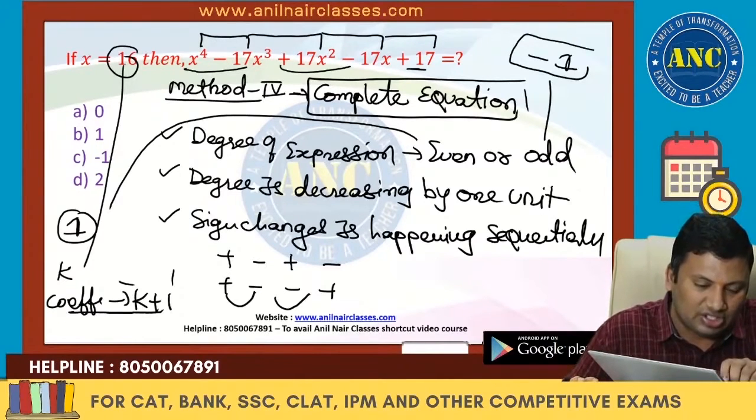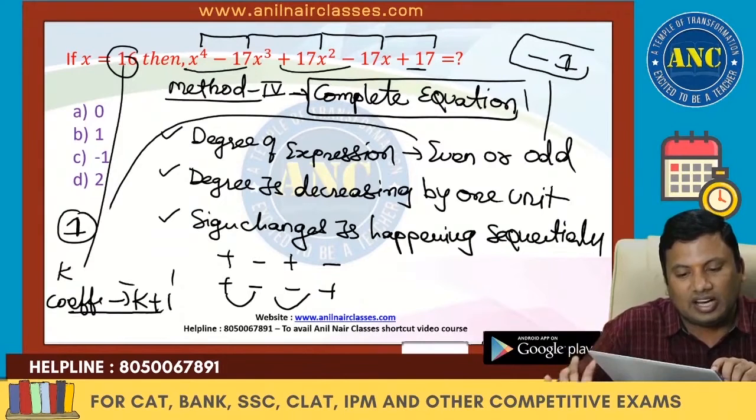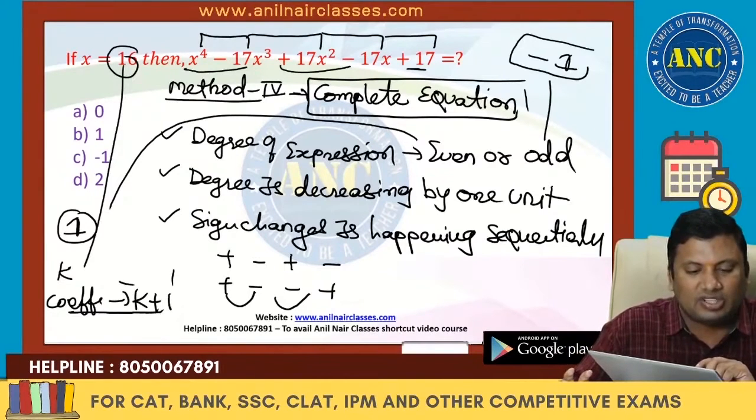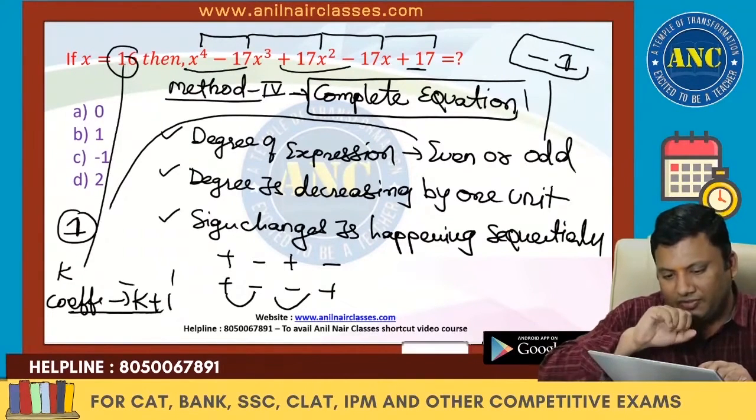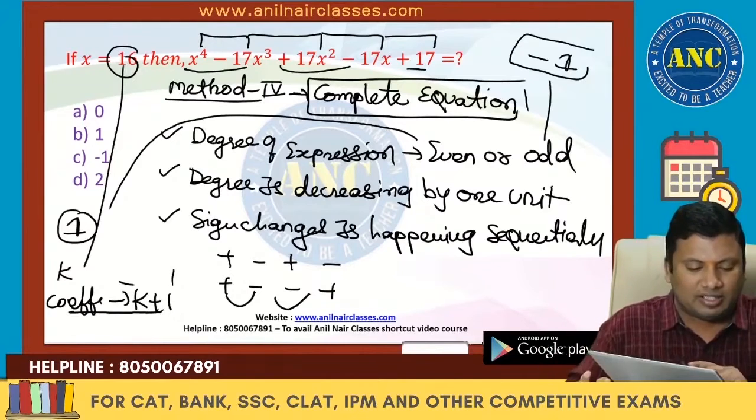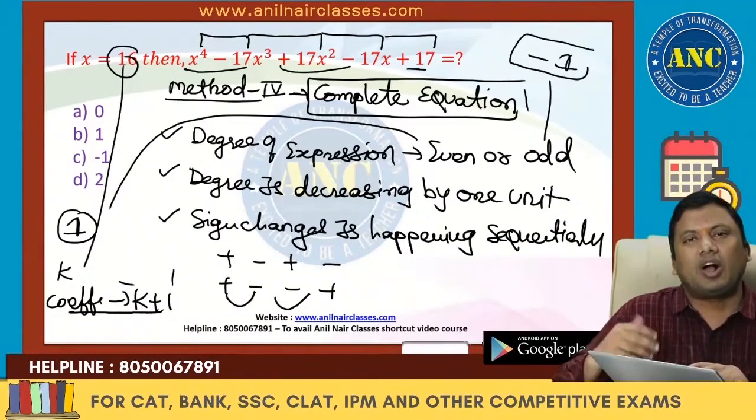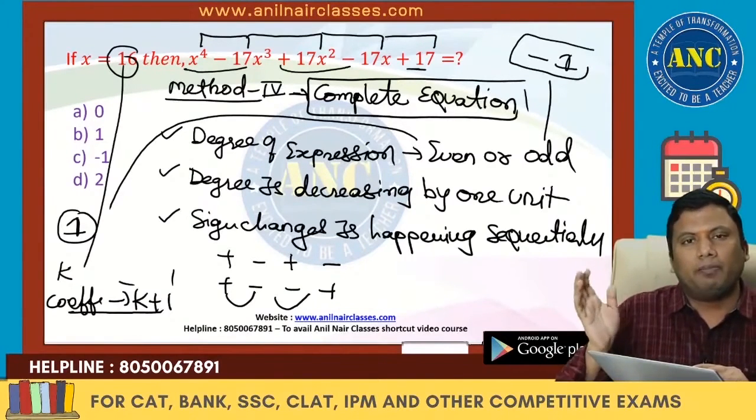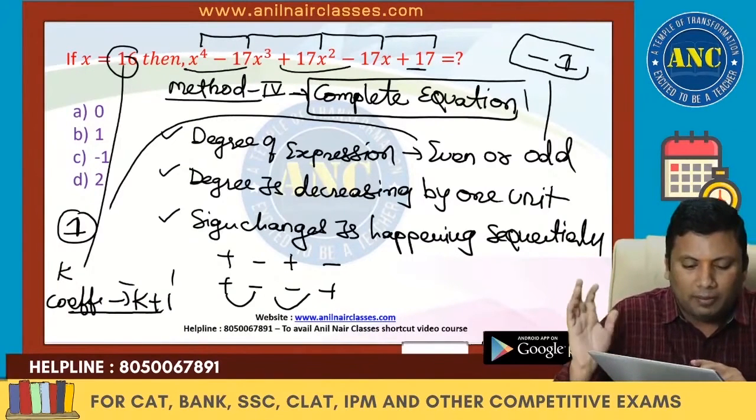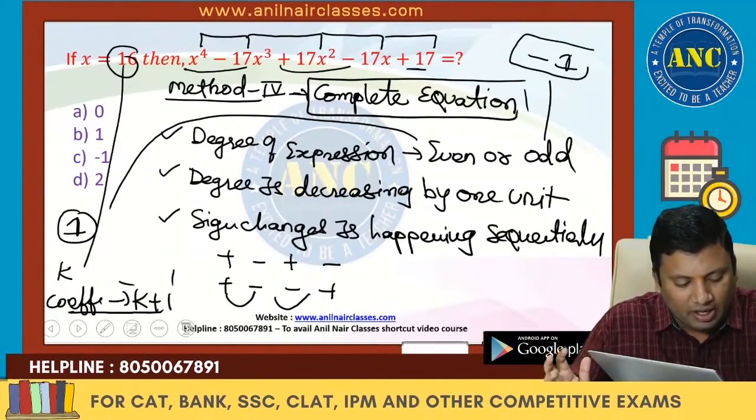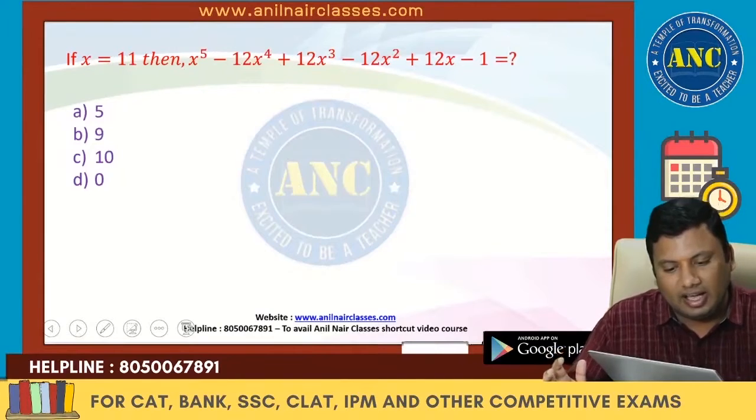If it is 16, the coefficients are k plus 1, so directly the answer is 1. Please forget method number 4 for some time, as it is a little complex to understand. Go by method 2 or probably by method number 3. Now see here, listen carefully.